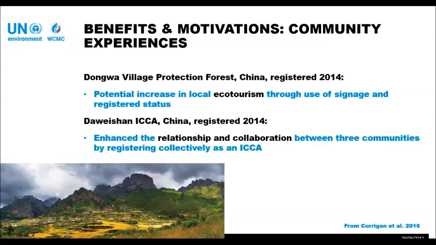Lastly, two ICCAs in China registered in 2014. In one case, communities were motivated to register by the potential for increased ecotourism. In the second case, the three communities involved in the ICCA felt that their relationship and collaboration was enhanced by the process of collectively registering.